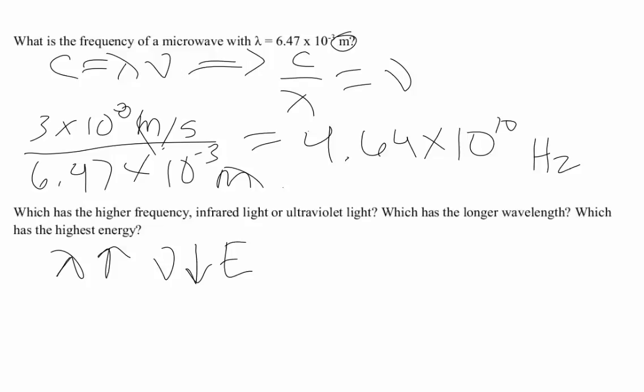Let me repeat what I just said. As wavelength increases, frequency decreases and energy decreases. So this will also go down, or vice versa. Wavelength can decrease, frequency can increase, but that also means that the energy will increase. This means that frequency and energy are directly proportional, and frequency and wavelength are indirectly proportional.